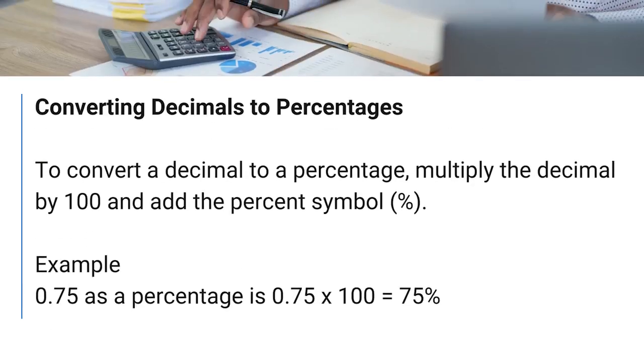Converting decimals to percentages. To convert a decimal to a percentage, multiply the decimal by 100 and add the percentage symbol. Example, 0.75 as a percentage is 0.75 times 100, which equals 75%.